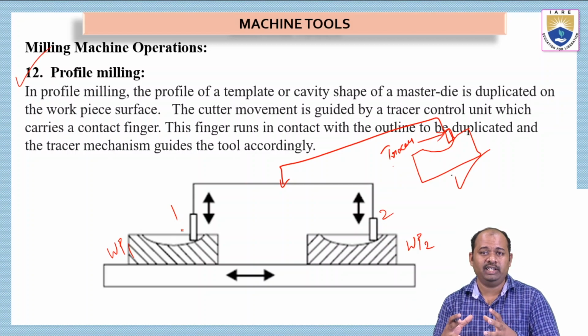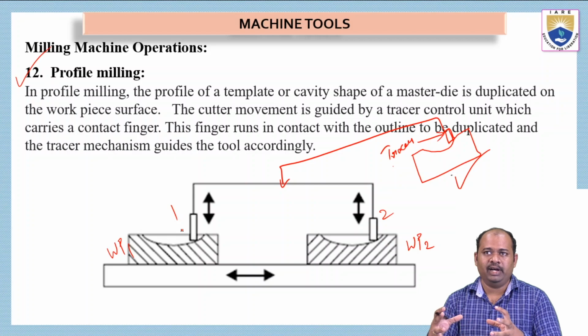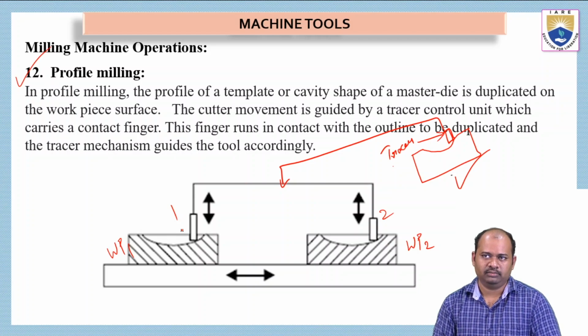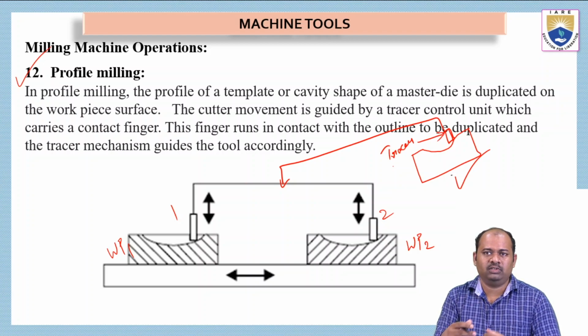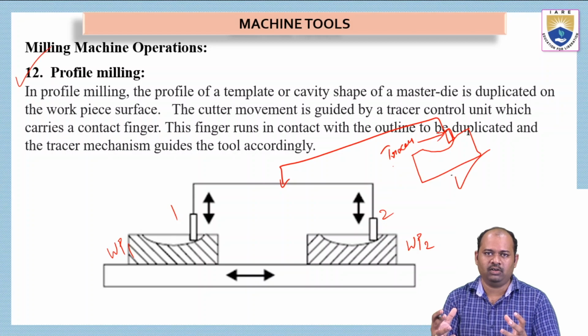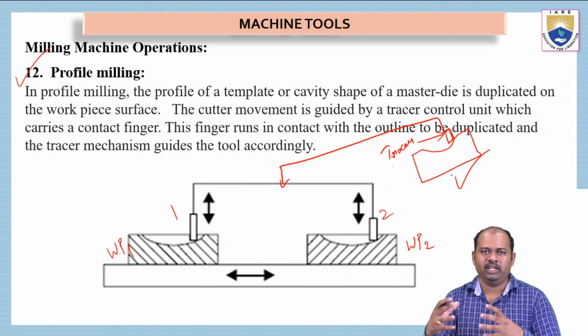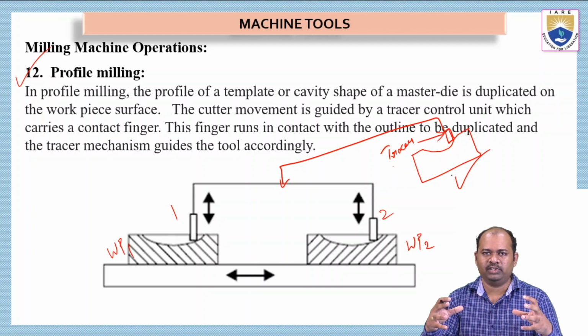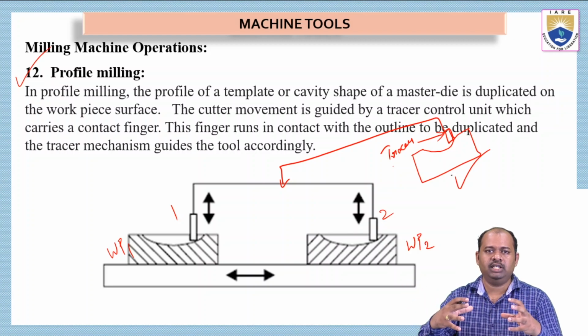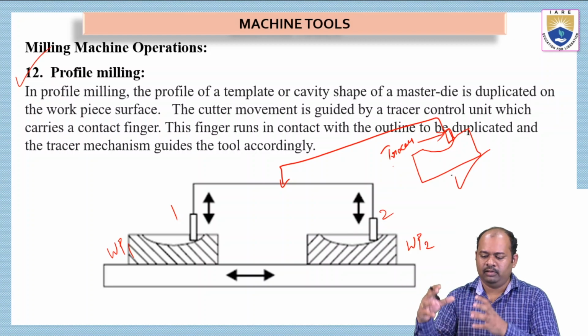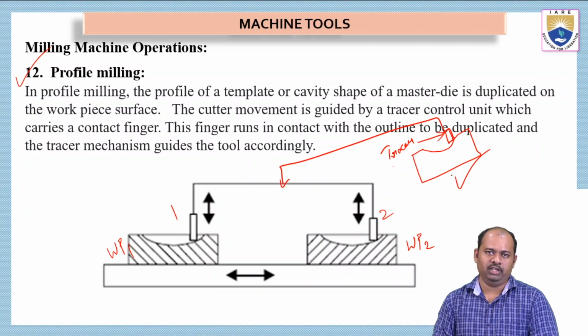Okay, the cutter movement is guided by the tracer control unit which carries a contact finger. So this is the tracer. This is very similar to what we call robotic movement or CNC movement. Here we have a tracer control unit, which will control the movement of all the tools on different workpieces. But all the workpieces will be machined according to the shape of the template only.